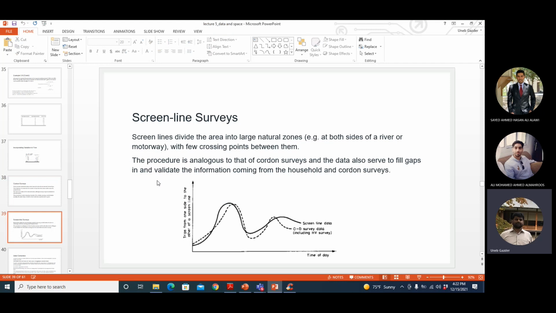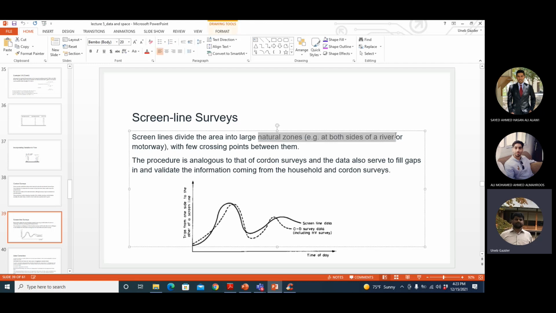Okay, and then we have screen line survey. So a screen line means a larger area is divided into two zones. If you have a big area and that big area is divided into two zones with the use of a screen line. So a screen line is the line which is dividing the full area into two zones.